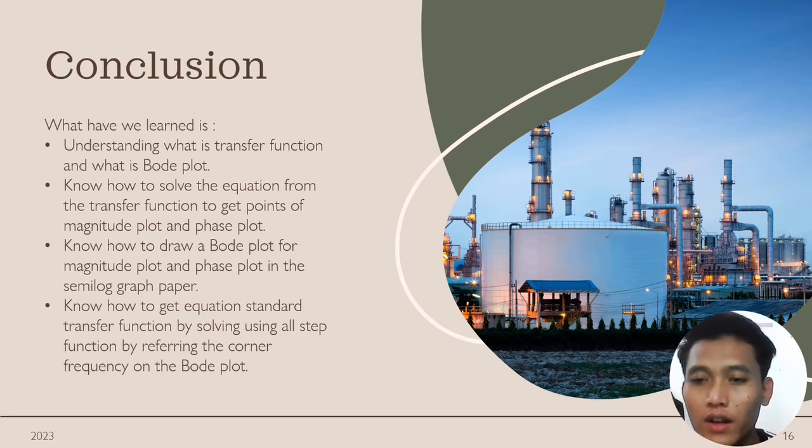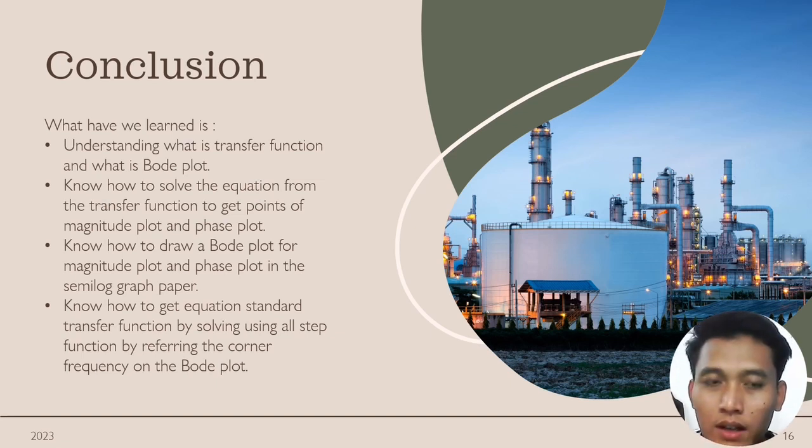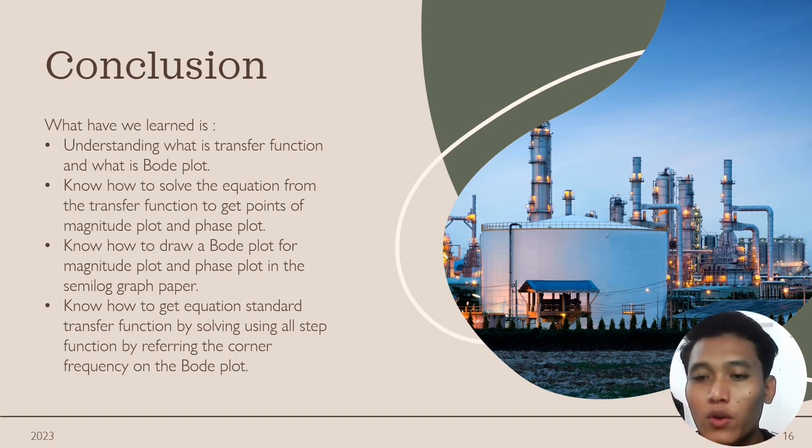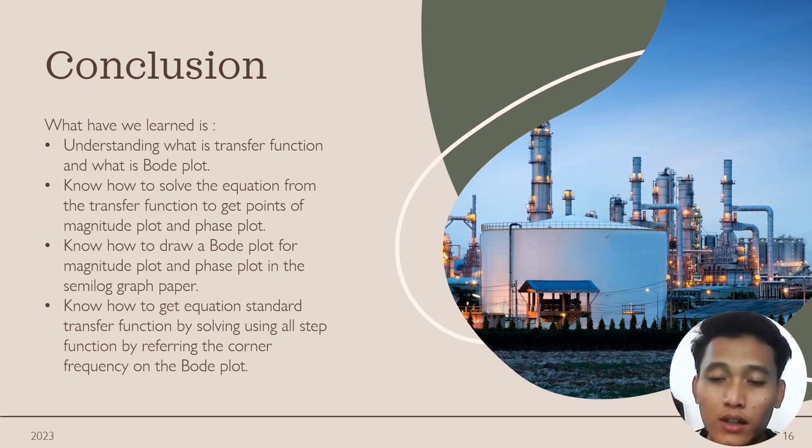The conclusion that our group gets from this assignment, what we have learned, is what the transfer function is, what the meaning of transfer function is, and what the meaning of Bode plot is. And we know from the equation of the transfer function we can get the points of the magnitude plot and phase plot.